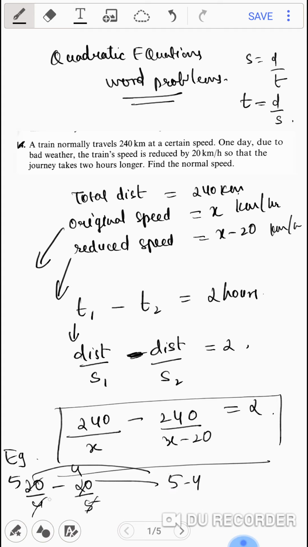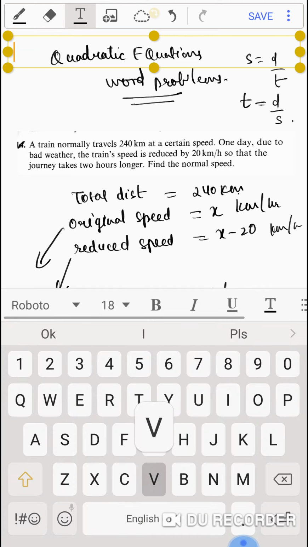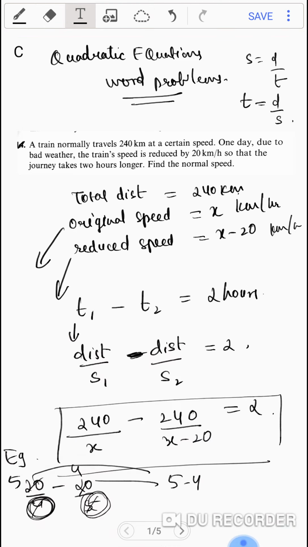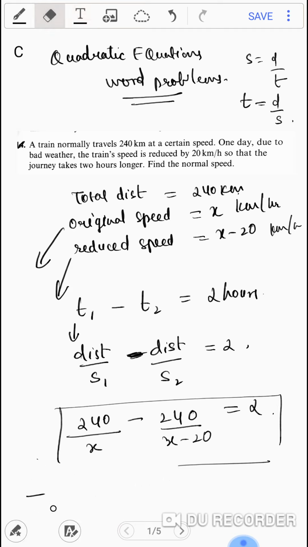So what did you notice? Here I have put the denominator which is reduced, which is lower, first. So you have to keep that denominator first. पहले वाला denominator वो होगा जो कम से कम value वाला होगा. So here if you notice, the denominator is x and x minus 20. So in that case, which is the reduced denominator? It is x minus 20. So that I have to take first.